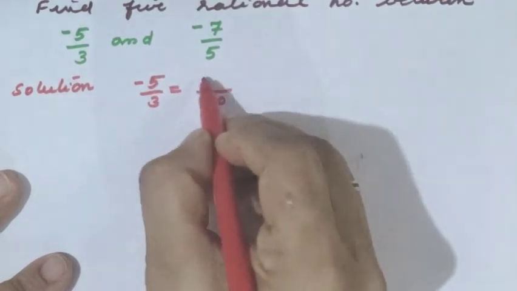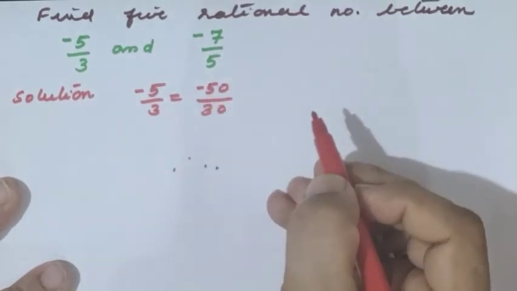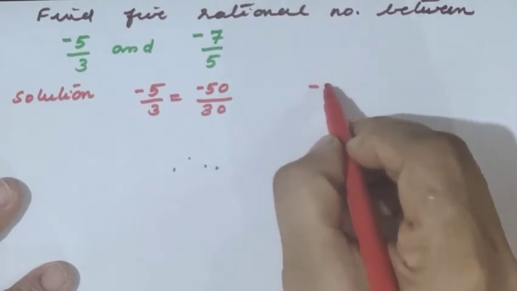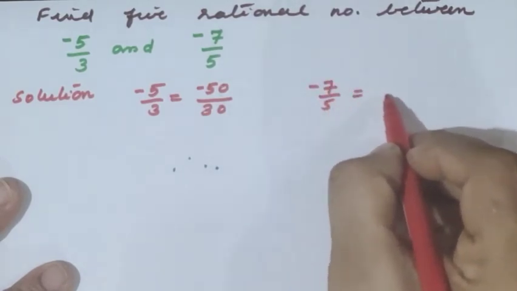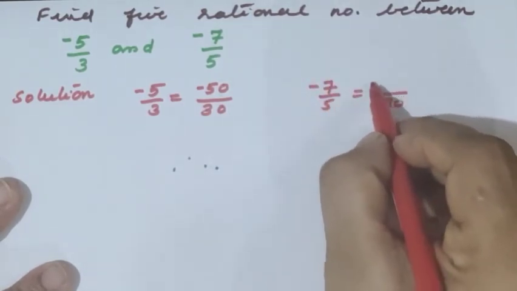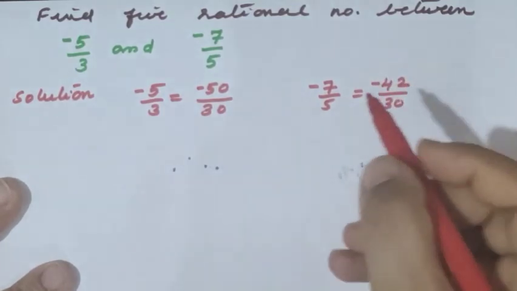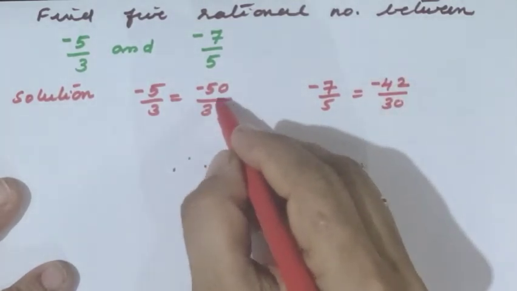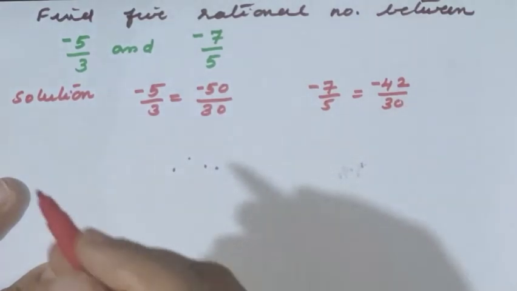10. So into 10 here, it will be minus 50 by 30. Again minus 7 by 5, 30 means what is the multiplication factor? 6. So minus 42. So this is the new number for us. One is minus 50 by 30, minus 42 by 30.